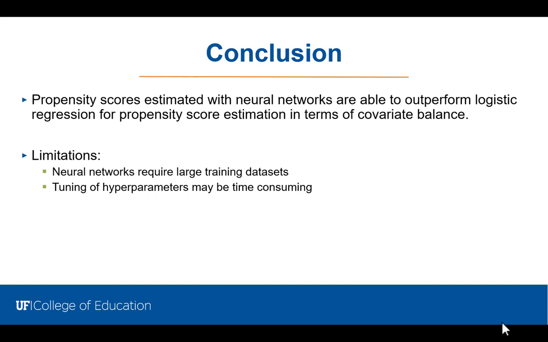So in sum, propensity scores can be estimated with neural networks, and it's possible to outperform logistic regression and other machine learning methods, but it's more difficult to do this with neural networks because, one, there are multiple hyperparameters that need to be specified, and neural networks require large training data sets, and tuning these hyperparameters may be time consuming. But it is a promising alternative to other machine learning methods and to logistic regression.